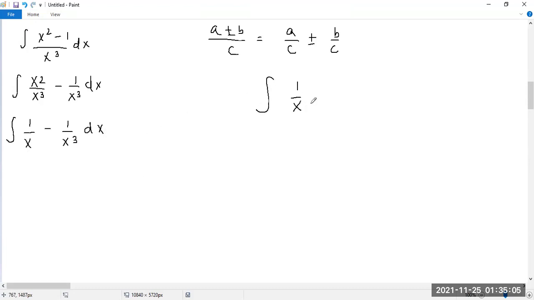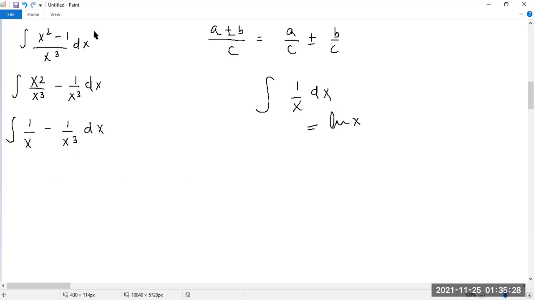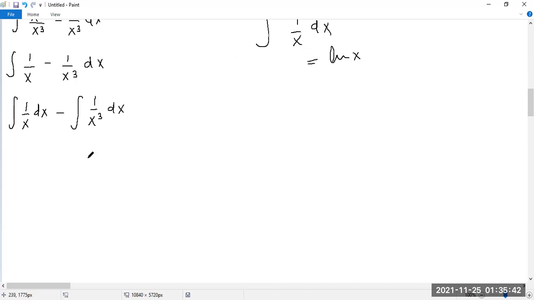Well, the integral of 1 over x dx is ln of x. So this is ln of x, minus, and then I have to take the integral of 1 over x cubed dx. What's the integral of this piece here? Remember, this is why it's helpful to actually show this stuff: I was splitting this up, taking the integral of this piece, and then taking the integral of this piece. When it's complicated, it's very useful to split them up and look at them.